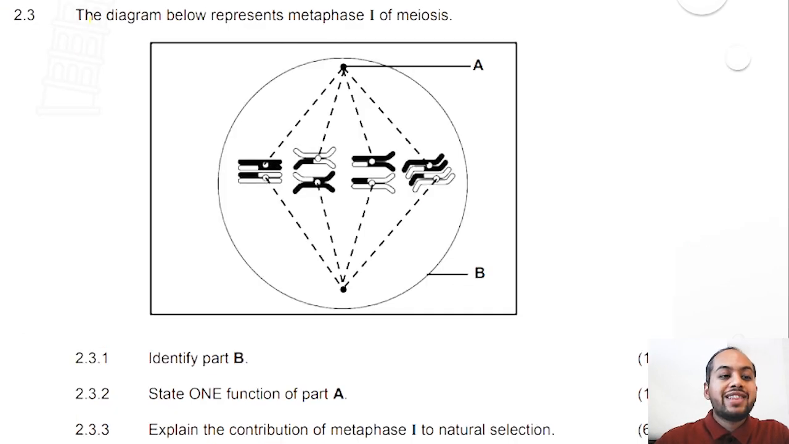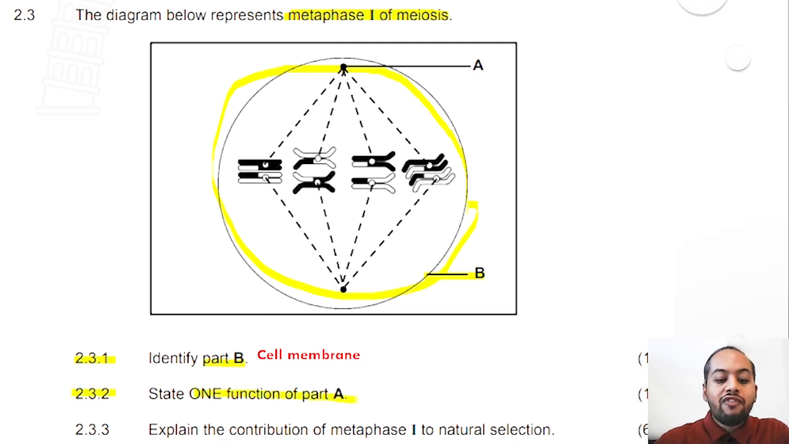The next question, 2.3, says the diagram below represents metaphase 1 of meiosis. 2.3.1, identify part B. If we look at part B, it's the structure on the outside. That part is going to be referred to as the cell membrane.